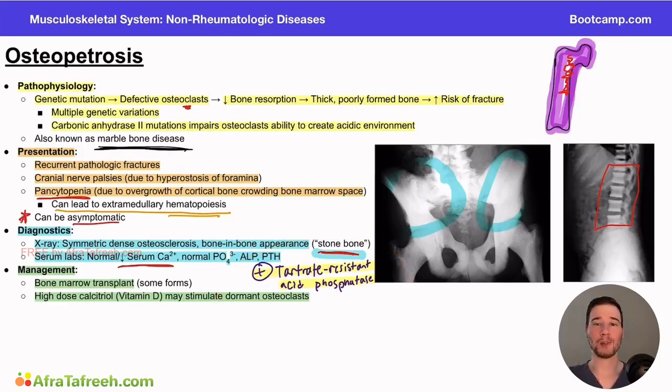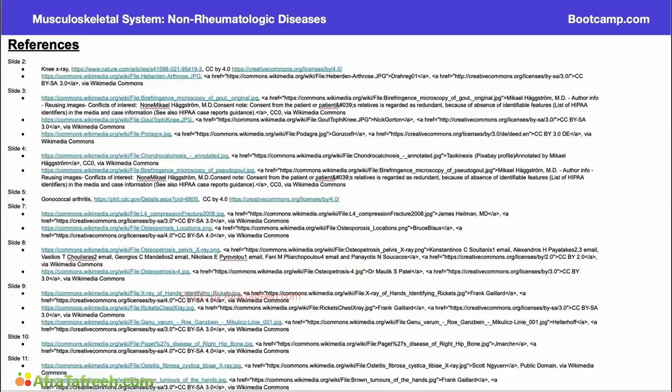Management of these patients, mostly going to be symptom management. We don't have a ton of options here, right? We can do a bone marrow transplant to help with the pancytopenia for various forms of osteopetrosis. And we can also consider giving high doses of vitamin D to hopefully stimulate the dormant osteoclast. Why is this helpful? Because we need those osteoclasts to be active so that we can try to better remodel the bone.